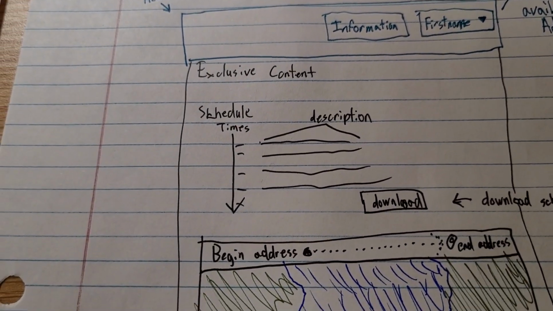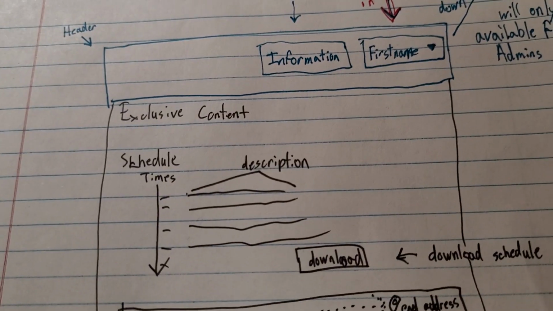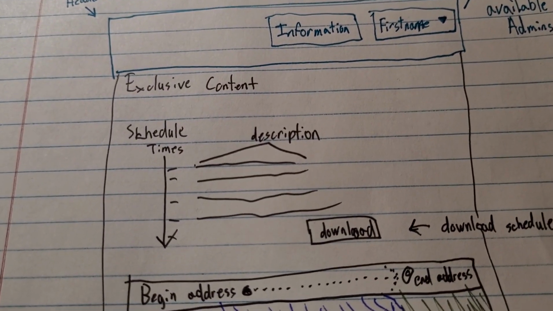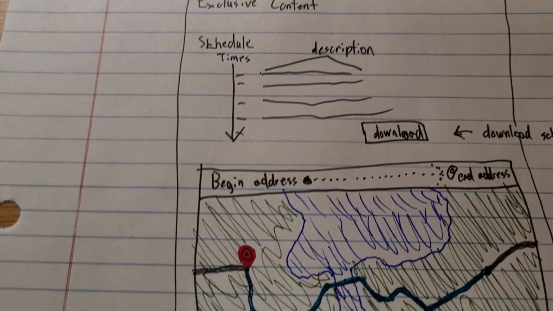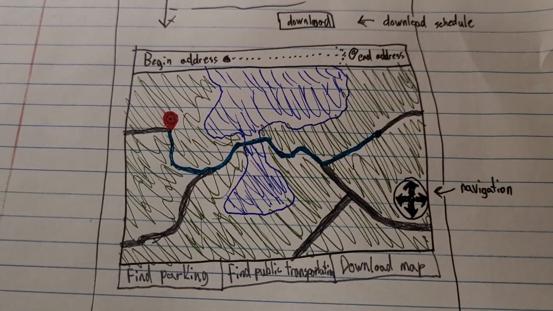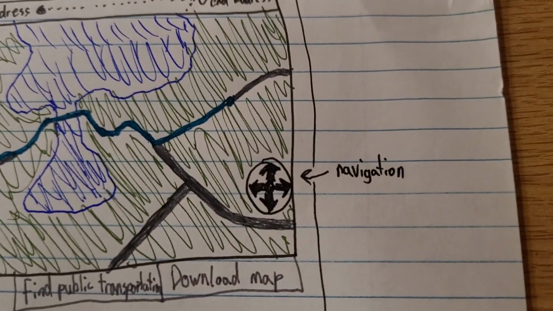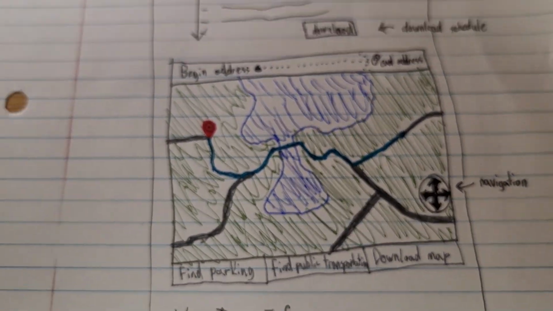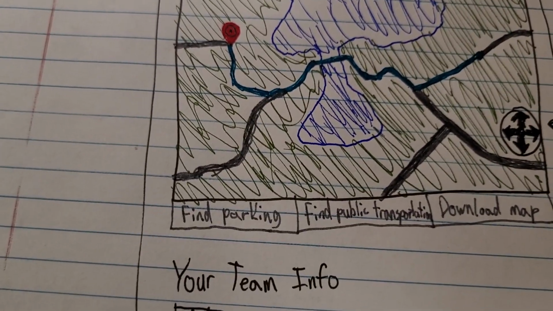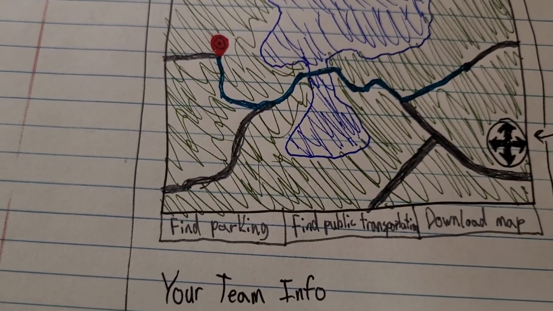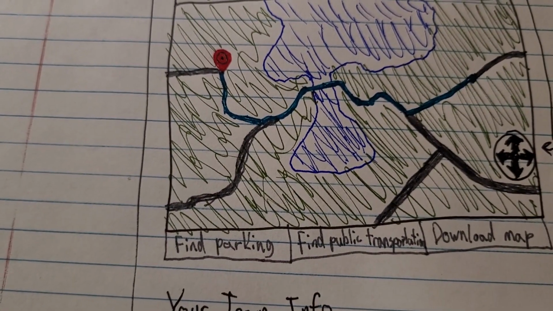So for the exclusive content, we're gonna have the schedule listed, and hopefully maybe have a downloadable file with the schedule in it to take with you. And it'll have the times, description, nice orderly format like that. And then below that, we'll have the beginning and ending address in a nice Google Maps kind of style with the route listed, and hopefully we'll be able to have some navigation available so that you can zoom in or move around, see the route. And then we'll have some buttons here to help redirect you to finding parking, public transportation, or downloading a map. And these will most likely be external websites for finding parking or public transportation.